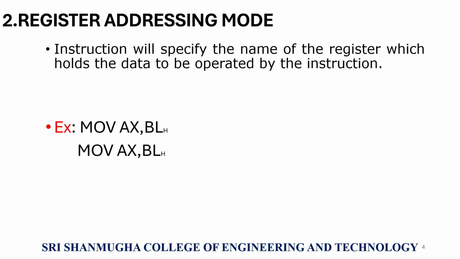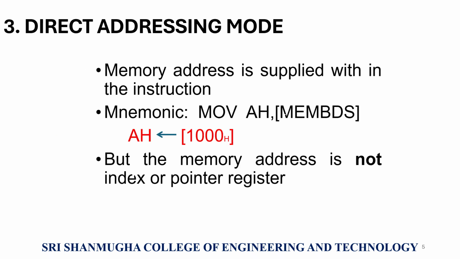The second one is register addressing mode. In register addressing mode, we use one of the registers to hold the data. Here we have given an example, MOV AL, BL, which means the data is stored in the BL register. So the data from the BL register will get stored in the AL register.